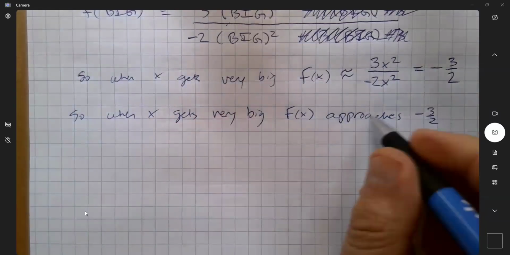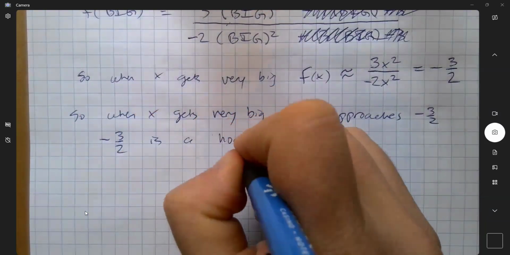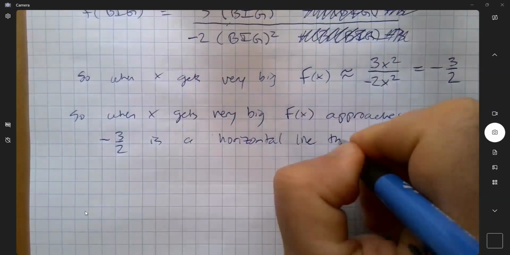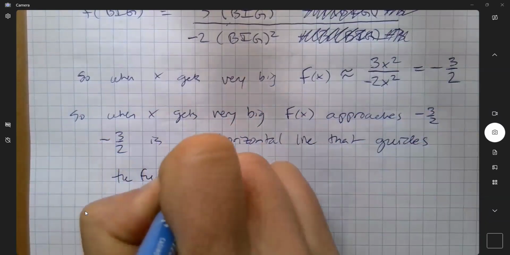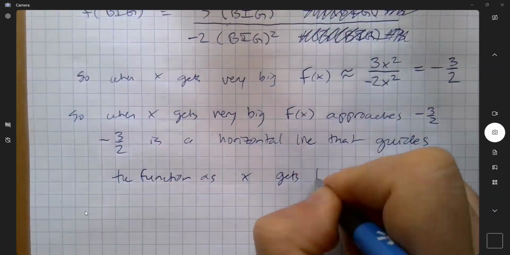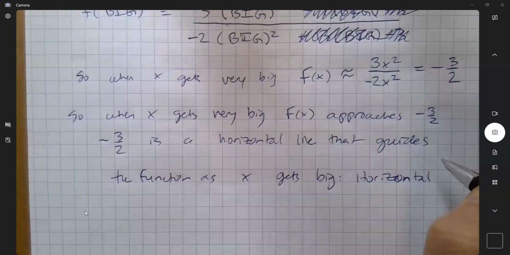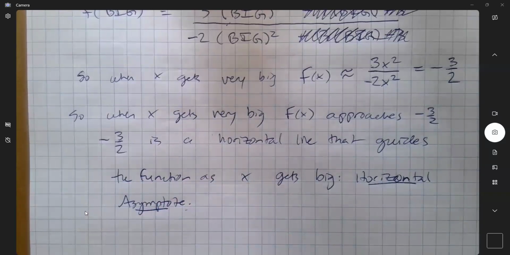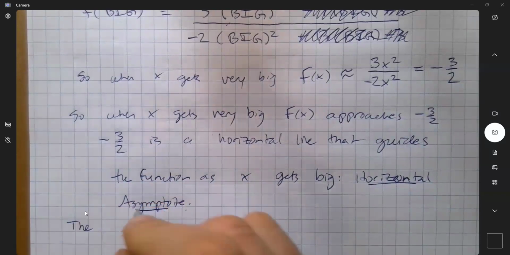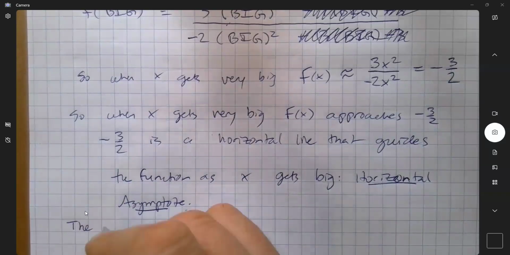And this right here, the -3 over 2, is a horizontal line that guides the function as x gets big. That is a horizontal asymptote. So when we talk about end behavior, many rational functions that we look at have a horizontal asymptote.